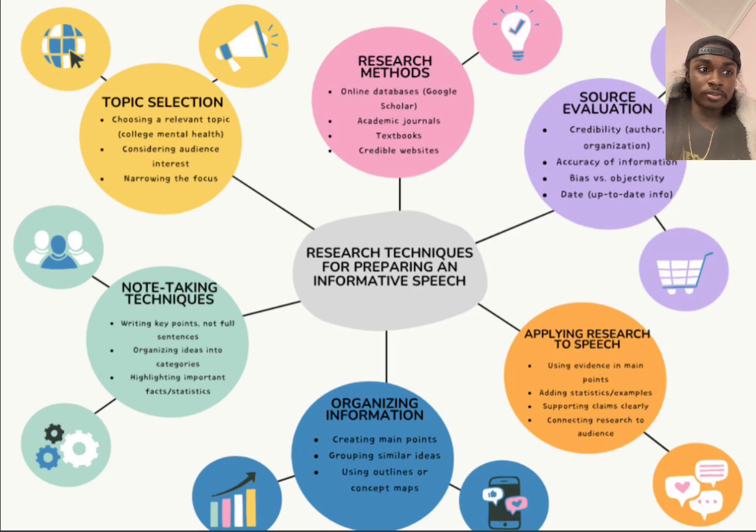First, I started with the topic selection. In my concept map, I included choosing a relevant topic, considering audience interest, and narrowing the focus. This is important because if the topic is too broad or not interesting, the speech won't be effective. For example, I thought about topics like college and mental health, which are relatable and meaningful.